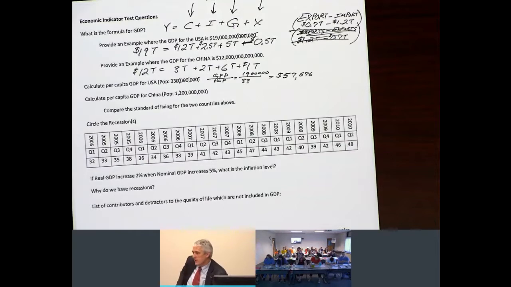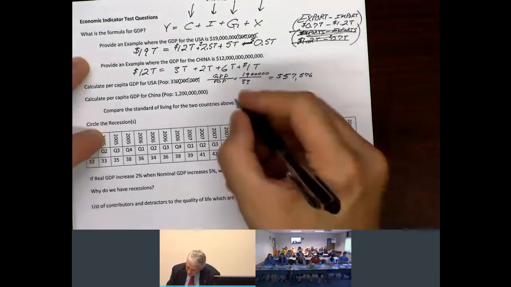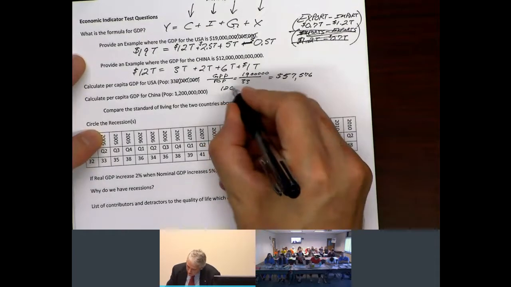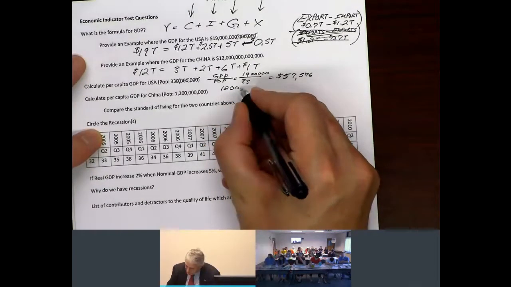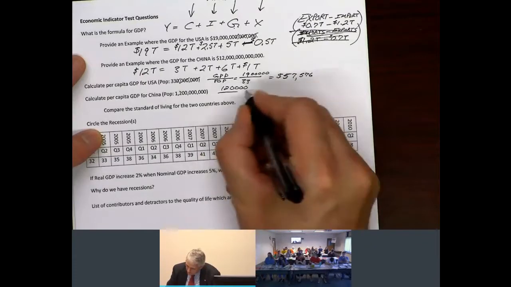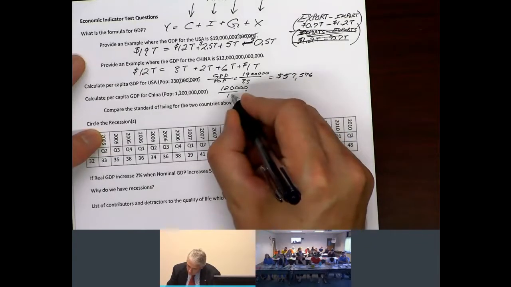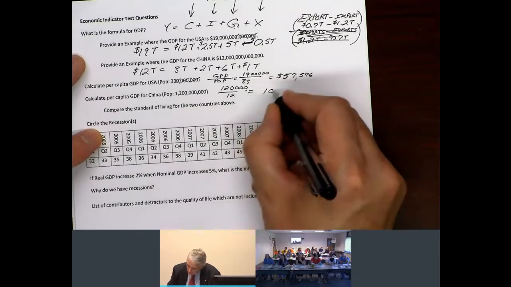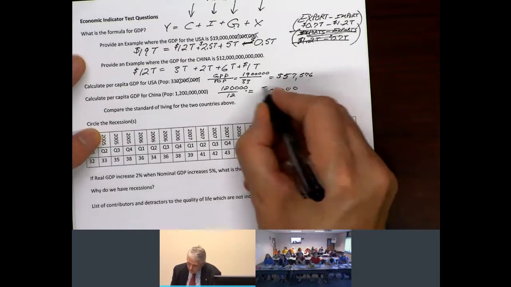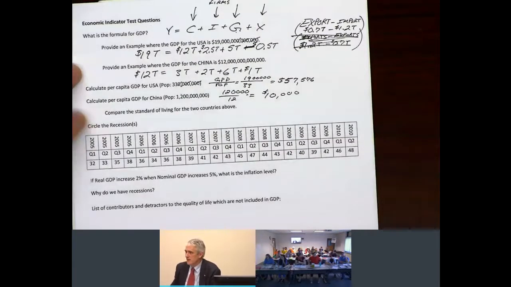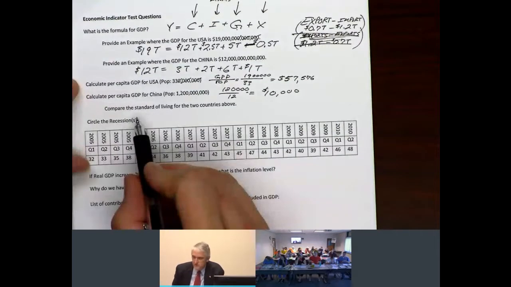Time's up. What'd you come up with? 10,000. Very good. So you got 12, and how many zeros after it? 4, I think, divided by 12. Very nice. And you end up with 10,000 per capita GDP. Well done. Compare the standard of living for the two countries above.